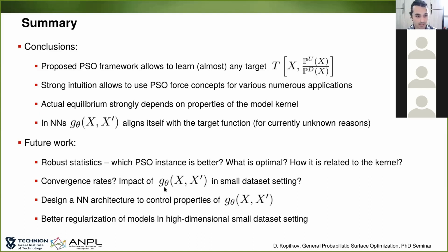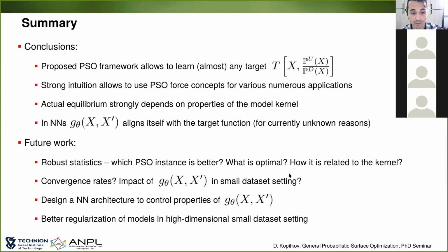In future work, there are many questions to be answered. For example, which instance should we choose? There are infinitely many of them, and which one is optimal? What is optimal? How is it related to the kernel? It goes in the direction of robust statistics, and it's a very important question. Likewise, convergence rates: how fast are we converging into the null space of the gradient descent operator?